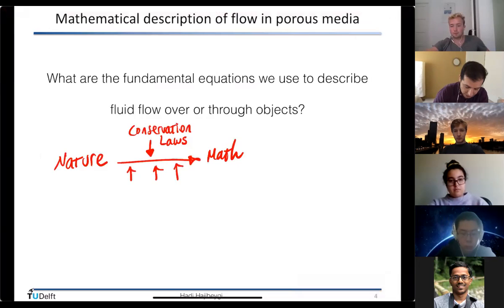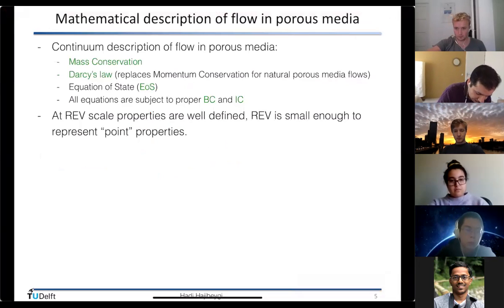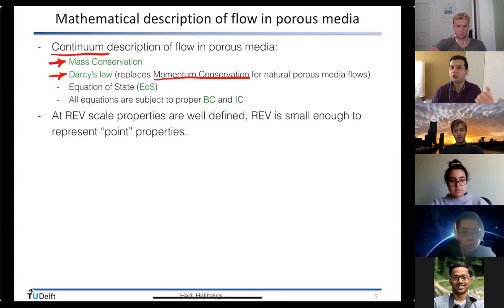Now, this means that I'd like to describe the dynamics of my system at the continuum scale. Conservation laws would be mass conservation. Instead of momentum conservation, we use Darcy's law. Darcy's law relates velocity and potential gradient. For us, it is a replacement of momentum conservation. If we wanted to do pore scale modeling, we might have needed the Stokes equation or Navier-Stokes. We are at the Darcy scale. At the continuum Darcy scale, we use Darcy's law.